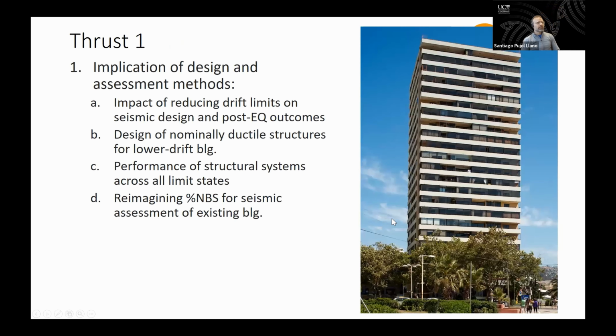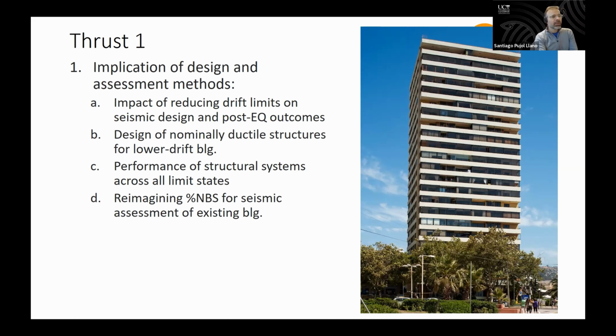About Thrust 1, the implication of design methods or changes to design methods. As I keep mentioning, one of the opportunities here is to maybe consider the idea of reducing drift limits. And that's been mentioned repeatedly, at least since I moved to New Zealand about a year and a half ago. I think a number of people have been saying this. For example, Didier Pettinga comes to mind right away. I think Stu in the workshop also brought this up and mentioned that designers are already using lower drift limits.